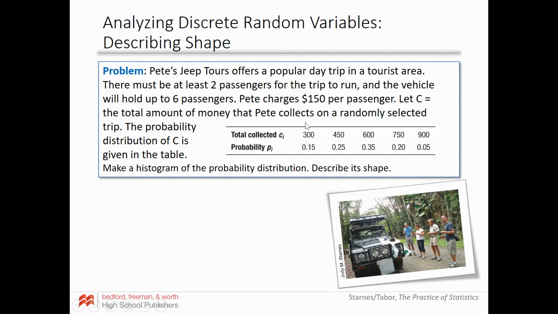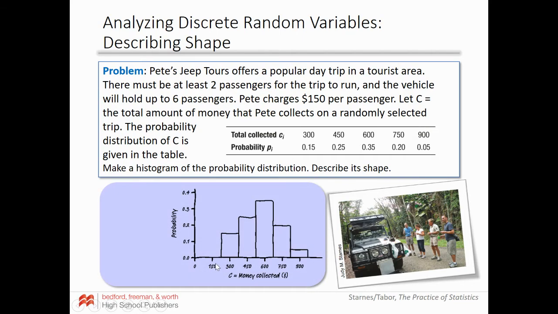It's $150 per person. So the least amount of money would be with 2 passengers, so that'd be $300. Then 3 passengers would be 450, 4 would be 600, 5 would be 750, and 6 would be 900. So I'm looking at the total amount of money I collect, and then their respective probabilities are below.